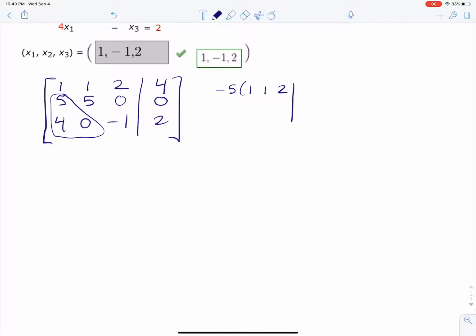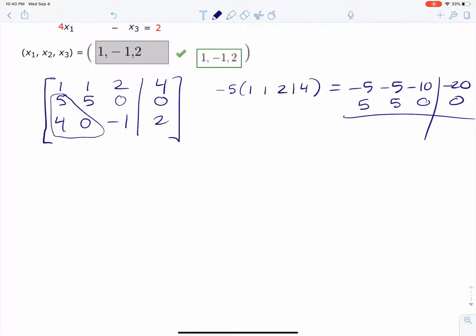Well, actually, let me do it like this. 1, 1, 2, 4. Multiply that times negative 5. I get negative 5, negative 5, negative 10, negative 20. Below, I'll put second row, 5, 5, 0, 0. I'll add those together. I get 0, 0, negative 10, negative 20. I'll divide that whole row by negative 10 and get 0, 0, 1, 2. So I'm going to call that 2 star. Alright, that's my second equation.